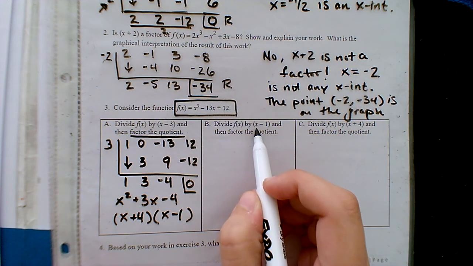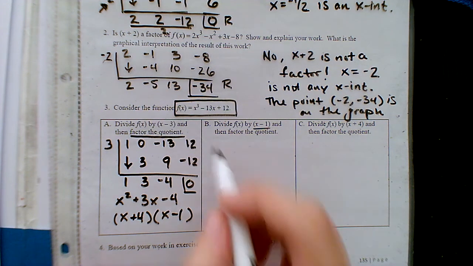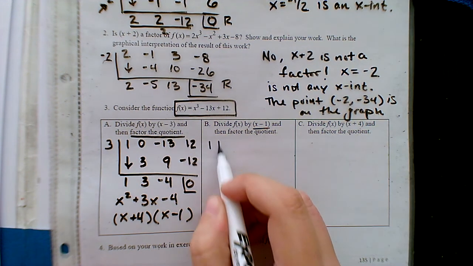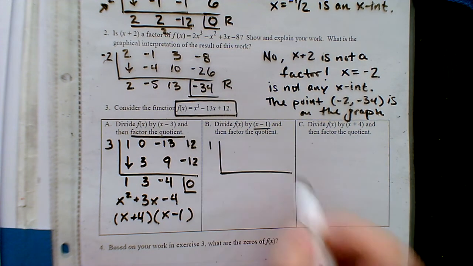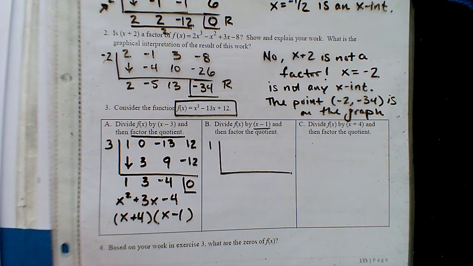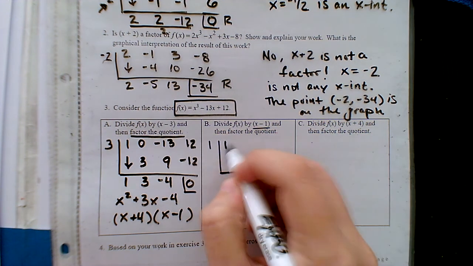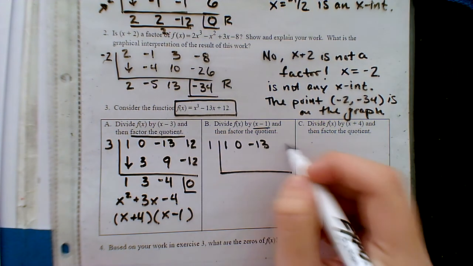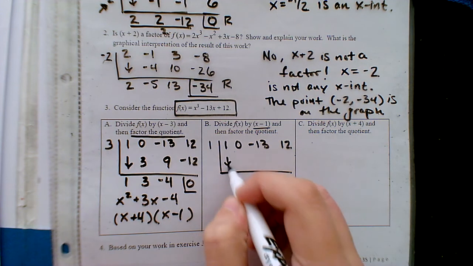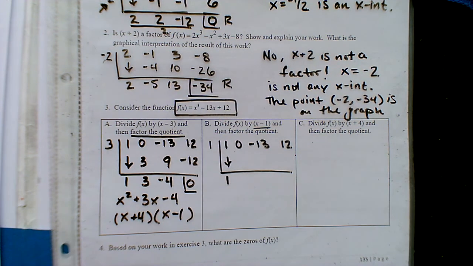Let's try B. What if we tried to divide by x minus 1? The outside number would be 1. And we'll go ahead and use the same coefficients because it's the same polynomial. I remember doing this now. You do? Good. I think we did, or we did something similar. Drop the 1 and we'll see where division leads us.